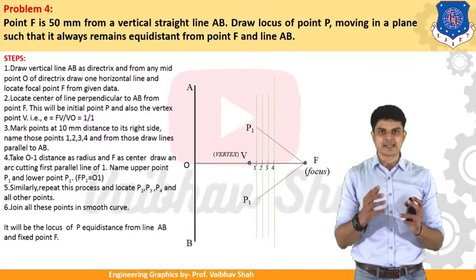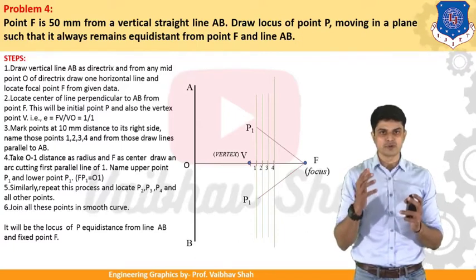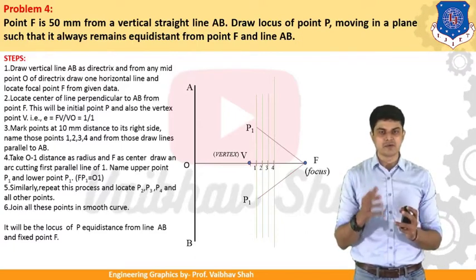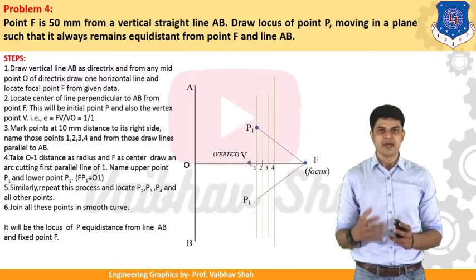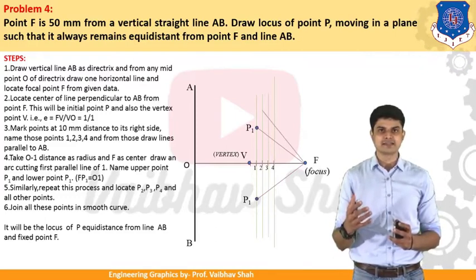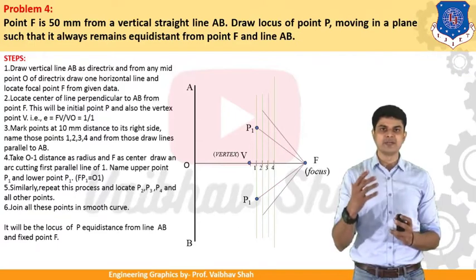Now then after, let us take the distance of O2 onto your rounder. Let us put your rounder once again onto your focal point F, and let us try to cut the vertical line of O2. You will be having the point like this. So it will give you point P2, P2.